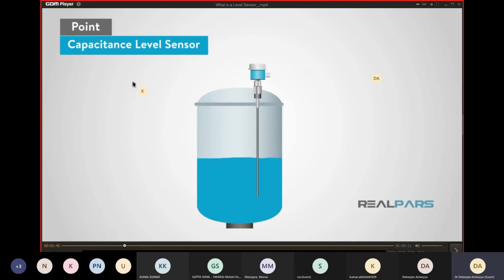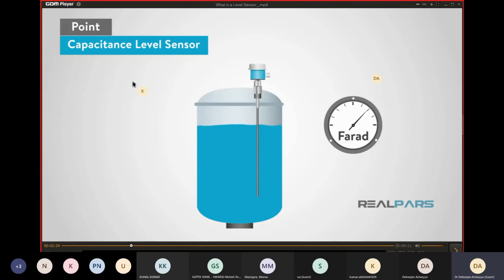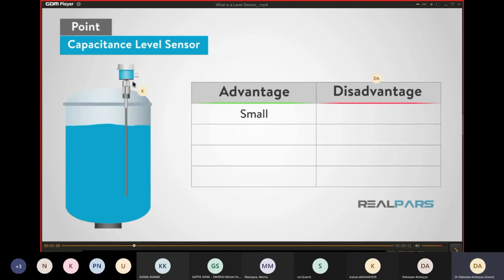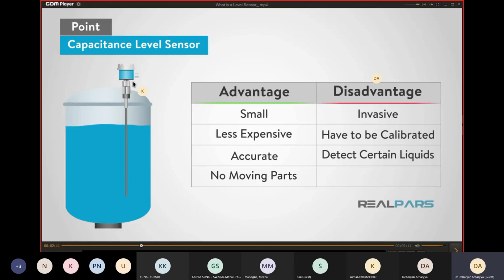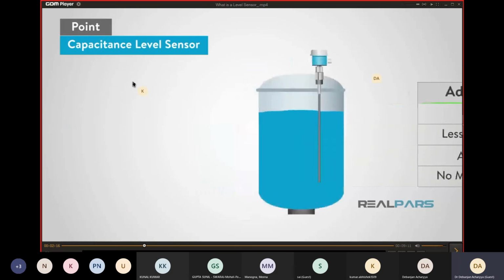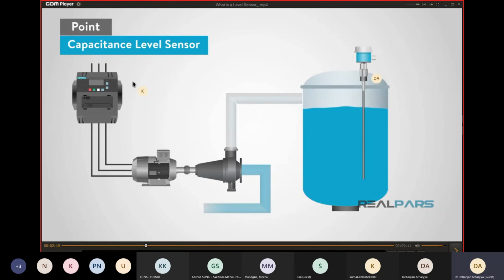Let's talk about point level indication sensors first, starting with capacitance level sensors. A capacitance sensor is a proximity sensor that gives off an electrical field and detects a level by the effect on its electrical field. These sensors are small, less expensive than other sensors, invasive to the product, accurate, and have no moving parts. However, they do have to be calibrated and will only detect certain liquids. Capacitance sensors can be used in liquid storage tanks. A water treatment facility that has storage tanks would be an ideal use for a capacitance sensor.